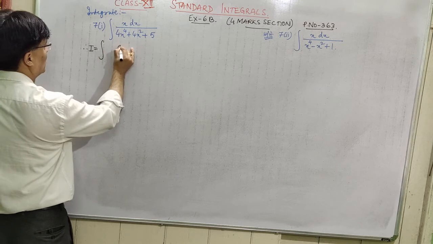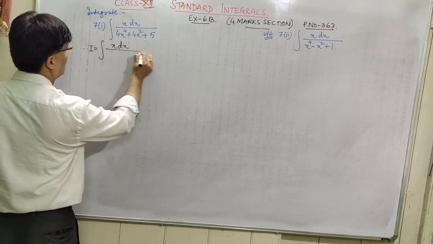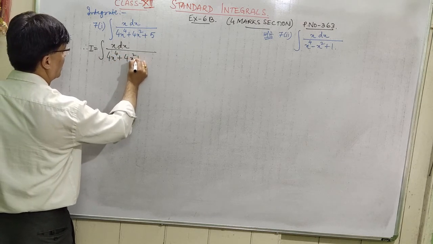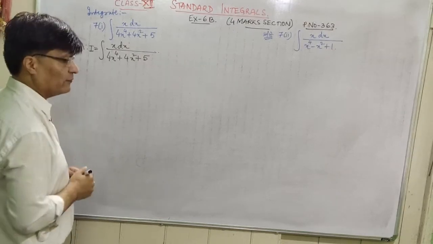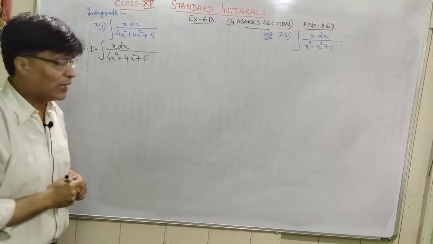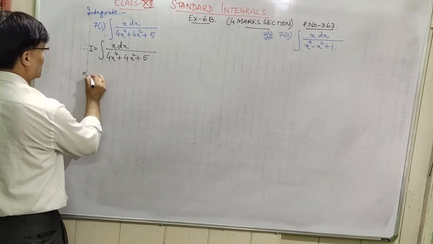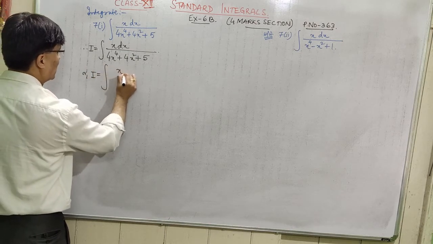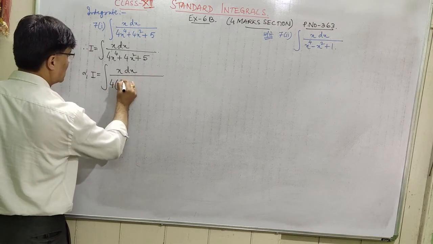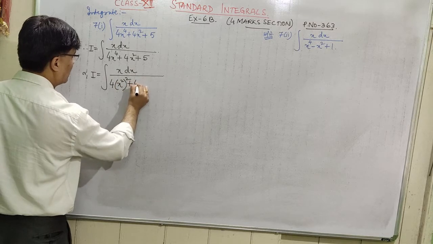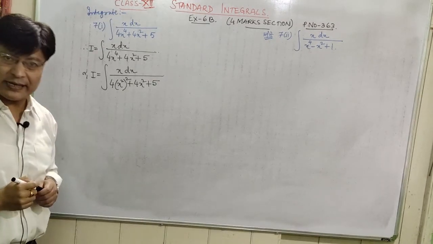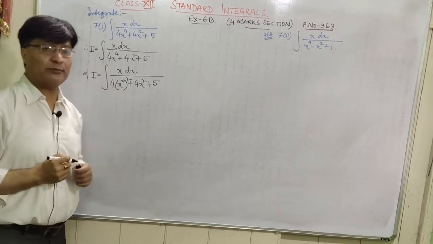So I is equal to integration of x dx divided by 4x to the power 4 plus 4x square plus 5. Okay, now differentiation of which function is x? X square. It is 2x. Okay, so let us make this x to the power 4 as x square. So I is equal to integration of x dx divided by 4 into x square whole square plus 4x square plus 5. Is that clear? Now you can do the method of substitution.